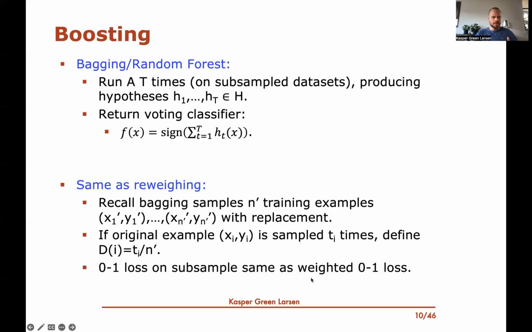And the claim here is that if I look at the 0-1 loss on the subsample, so these primes here, the one that you normally run bagging on with standard 0-1 loss, then that 0-1 loss is the same as the weighted 0-1 loss for this weighing down here. So you can think of what bagging is doing as really also just training on a reweighted data set.